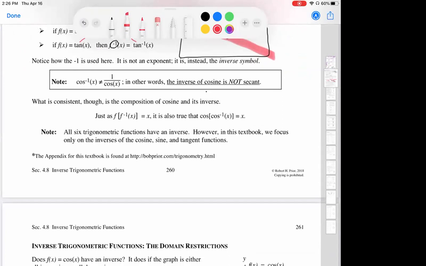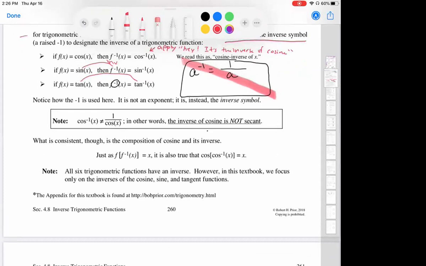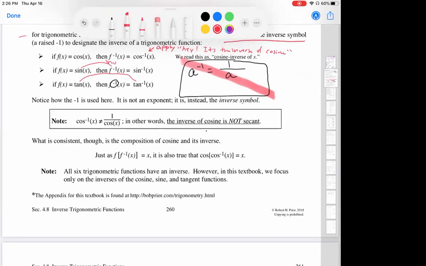Notice how the negative 1 is used here. It is not an exponent, instead we use an inverse symbol. So note, cosine inverse does not equal 1 over cosine. In other words, the inverse of cosine is not secant. So please note that an inverse does not mean the same thing as a reciprocal, because the reciprocal functions would be cosecant, secant, and cotangent, which is 1 over, right? Because sine of x, its reciprocal is 1 over sine, which we label cosecant of an argument. But that's the reciprocal, not the inverse.